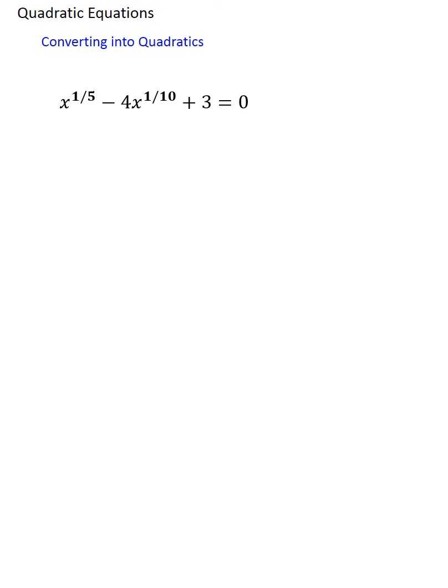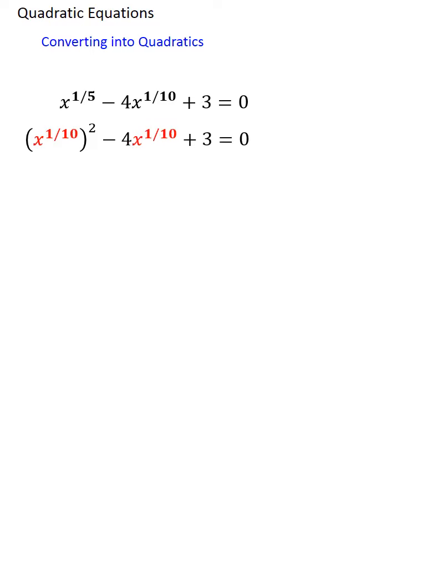So what I'm going to do is take the x to the 1/5 power and replace it with x to the 1/10 squared. And again, this may seem really strange. Why would we want to complicate the problem like that? Well, by doing so, we have created a problem in which x to the 1/10 appears twice. The fact that it appears twice is very meaningful.